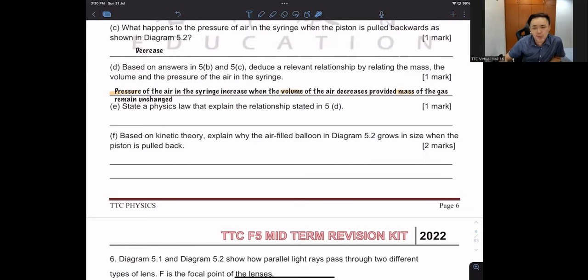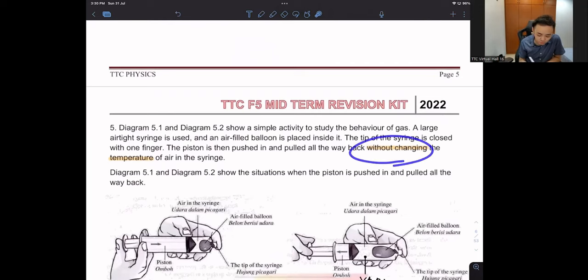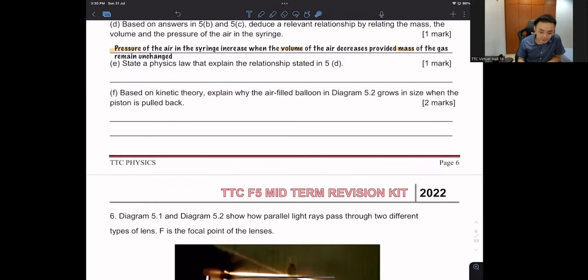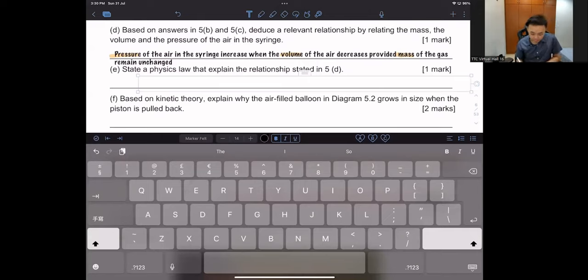Okay, state the physics law: what physics law tells you pressure and volume are inversely proportional, with the mass constant and the temperature not changing? Yes, correct. You remember the gas law? No. Bernoulli's principle says velocity. That one is not volume. Can I put "the greater the volume, the lower the pressure"? Yeah, you can use that. For Bernoulli's principle, the V is velocity. Velocity increases, pressure decreases. But this one is volume, different.